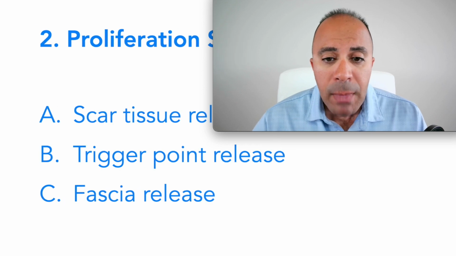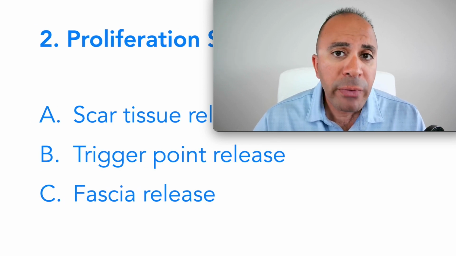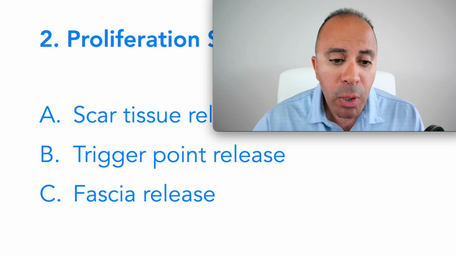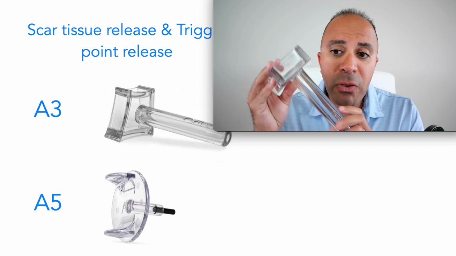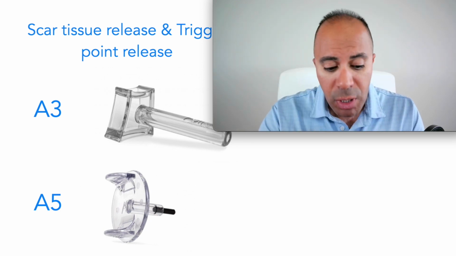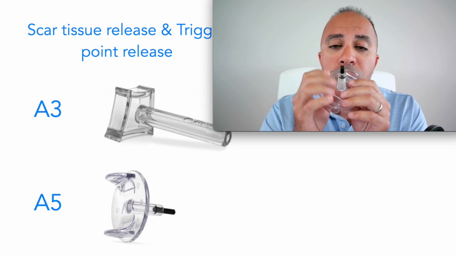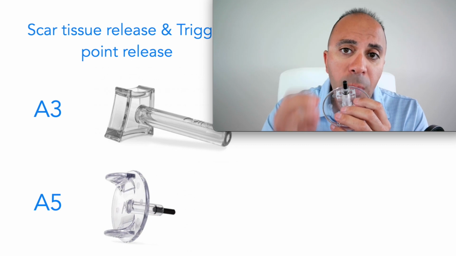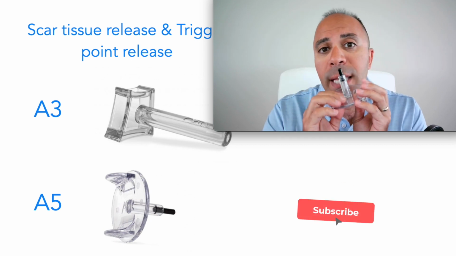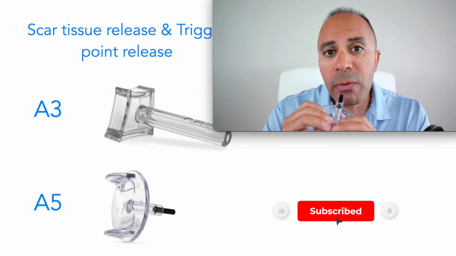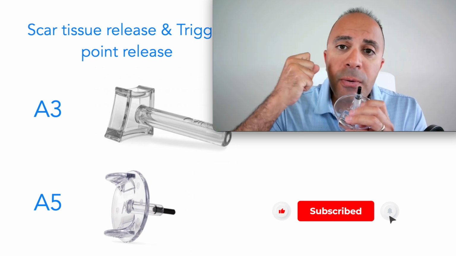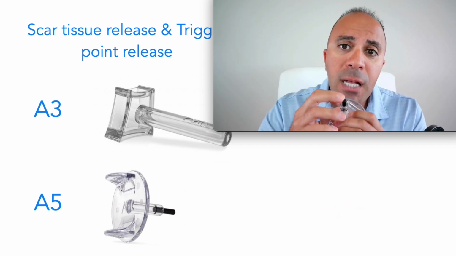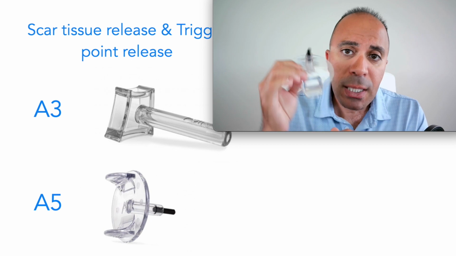At the same time, we have to work on the proliferation stage: the scar tissue, the fascia restriction, the muscle spasm, and the trigger point. What I personally use is the A3 to break the superficial scar tissue, and I use the A5 to release and break deep scar tissue, fascia restriction, and muscle spasm. And that's why I said the massage or foam roller is not going to work very well, because it's impossible with the hand or the foam roller to go deep enough to cause mechanical force to break the adhesion. That's why I use the A5.